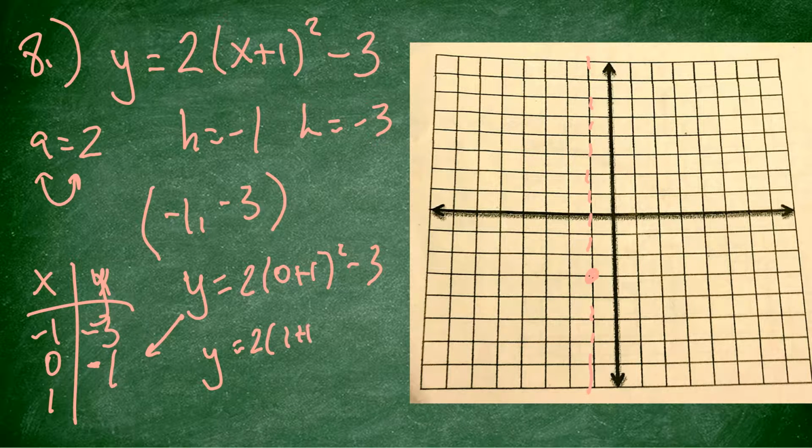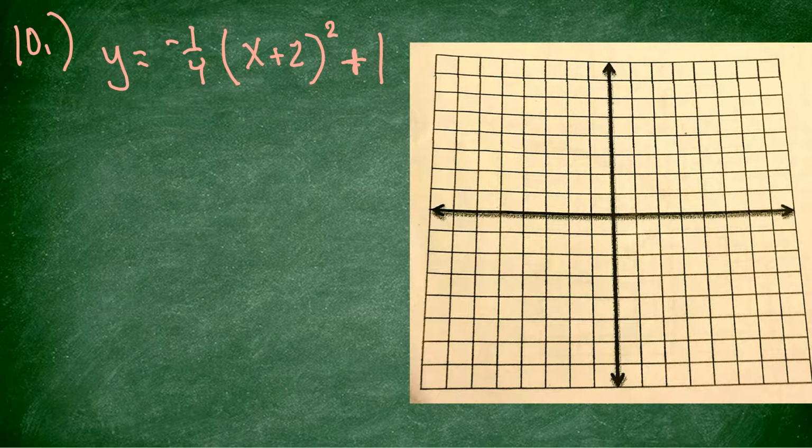1 plus 1 is 2. 2 squared is 4, 4 times 2 is 8. 8 minus 3 is 5. So I go negative 1, negative 3, 0, negative 1. I'm going to rainbow that one over. That's how I got that point. I'm going to go right 1, up to 5. I'm 2 blocks away, so I go 2 blocks away and put another dot. There we go. That's it for 8.